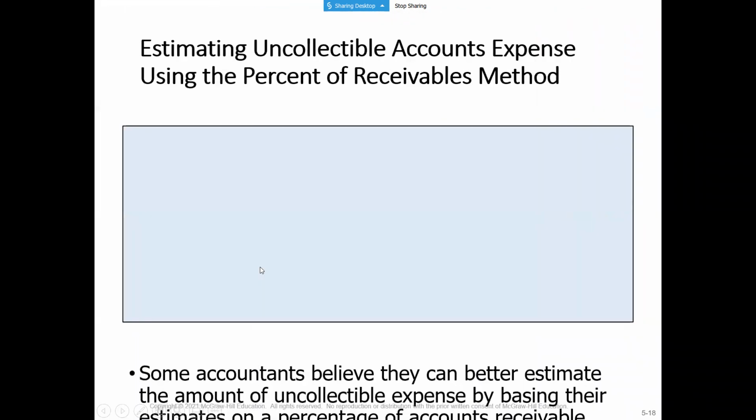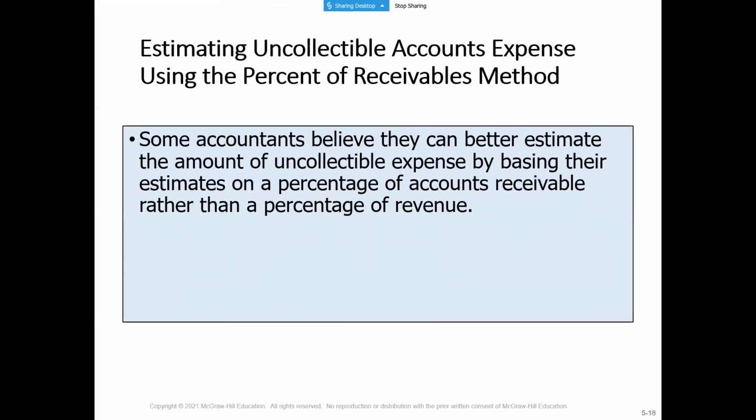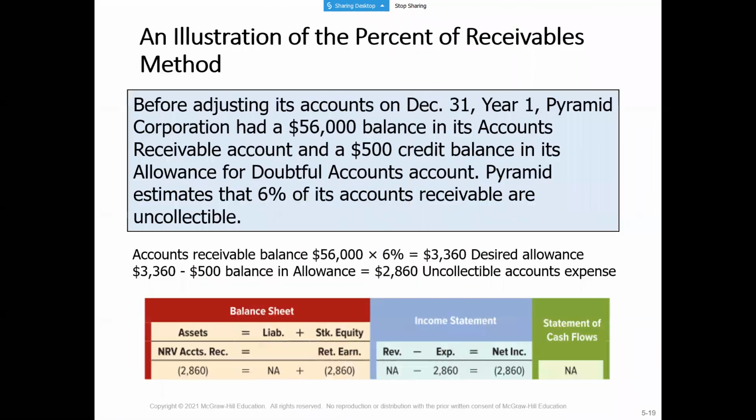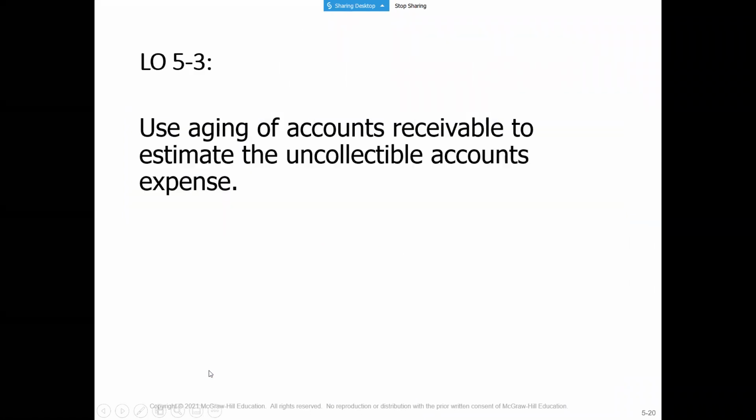So percent of receivables. It's a better estimate, but you have to back into it. It focuses on what the allowance for doubtful accounts should be at the end of the period. So what we look at is we estimate that 6% of accounts receivable are uncollectible, and that would be our ending balance. And we would adjust from that any balance that is existing in the allowance.